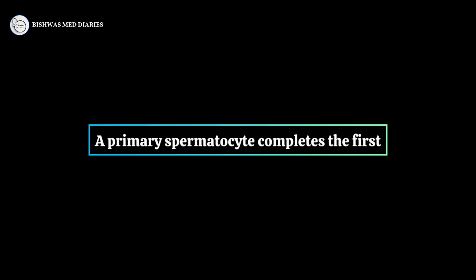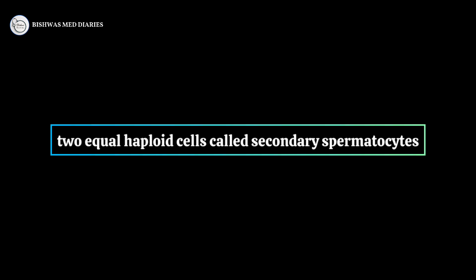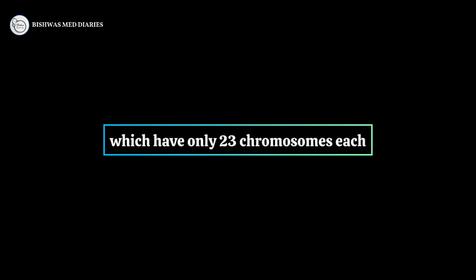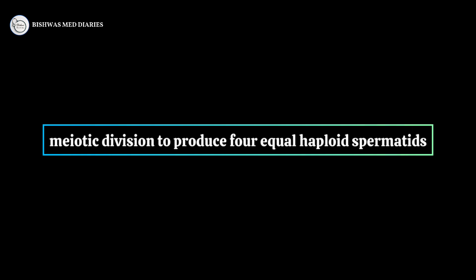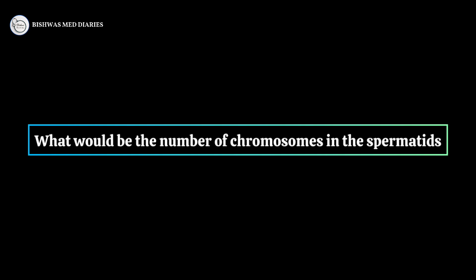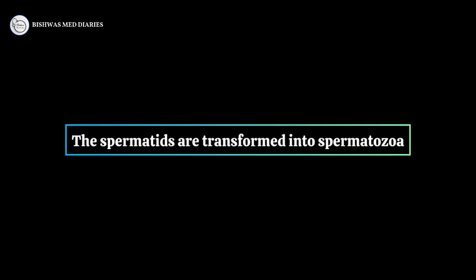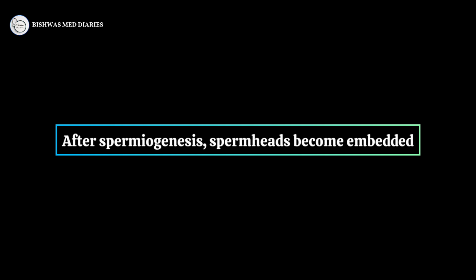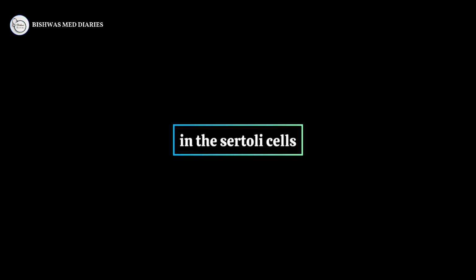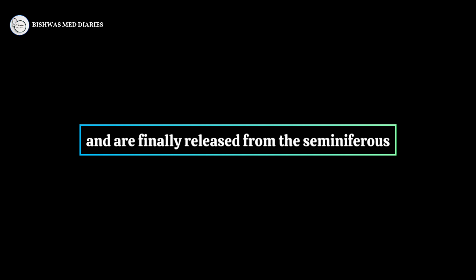A primary spermatocyte completes the first meiotic division, that is reduction division, leading to formation of two equal haploid cells called secondary spermatocytes which have only 23 chromosomes each. The secondary spermatocytes undergo the second meiotic division to produce four equal haploid spermatids. What would be the number of chromosomes in the spermatids? The spermatids are transformed into spermatozoa or sperms by the process called spermiogenesis. After spermiogenesis, sperm heads become embedded in the Sertoli cells and are finally released from the seminiferous tubules by the process called spermiation.